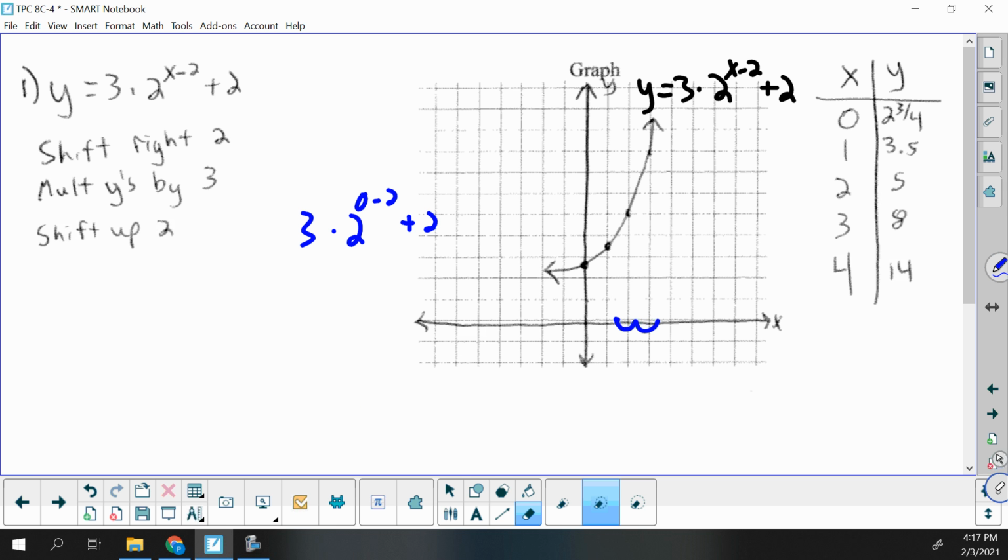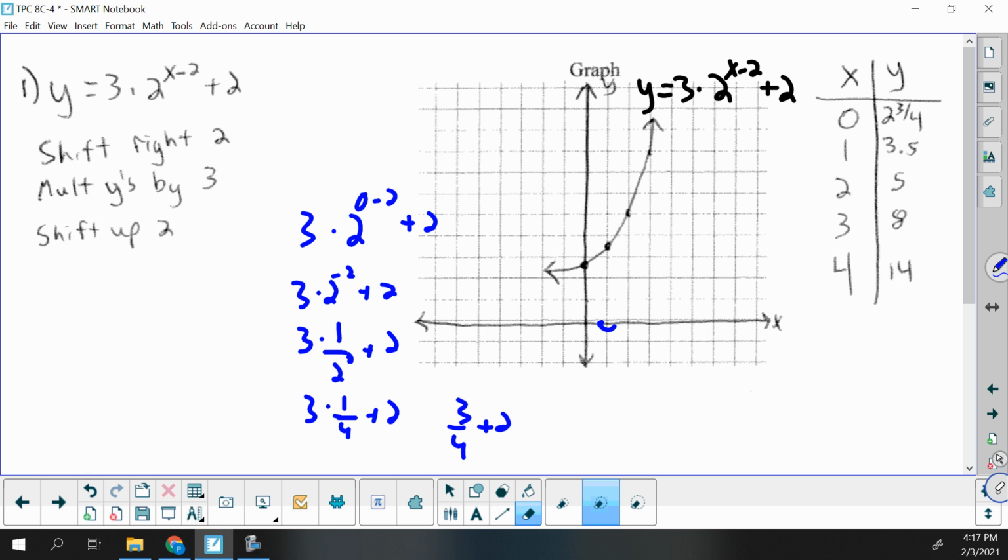If we put in 0, we'll have 3 times 2 to the negative 2 plus 2. That's 3 times 1 over 2 squared plus 2. That's 3 times 1/4 plus 2. That's 3/4 plus 2. So start at 3/4, go 2 to the right. You're now at 2 3/4.